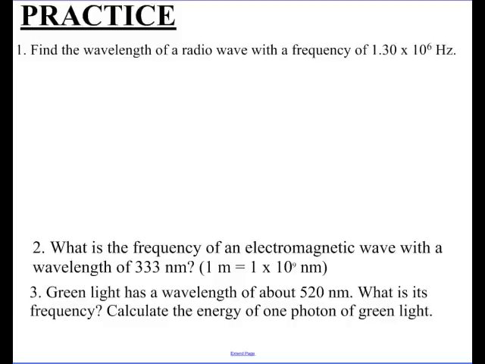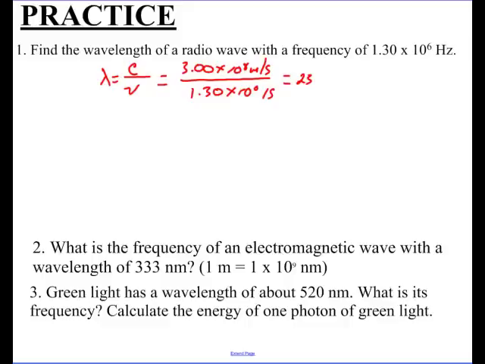Well, as I've tried to drill into your brain, we always want to write the formula out, right? So wavelength equals the speed of light over the frequency, right? So the speed of light is 3.00 times 10 to the 8th meters per second. And then our frequency is 1.30 times 10 to the 6th per second. Okay, so what did that equal? According to my calculator, 230.77.